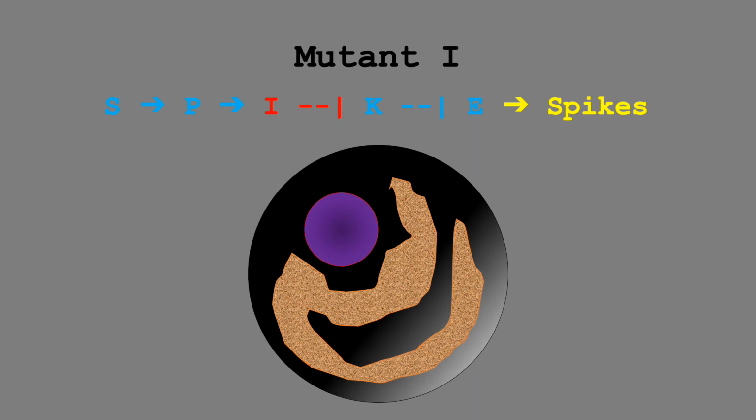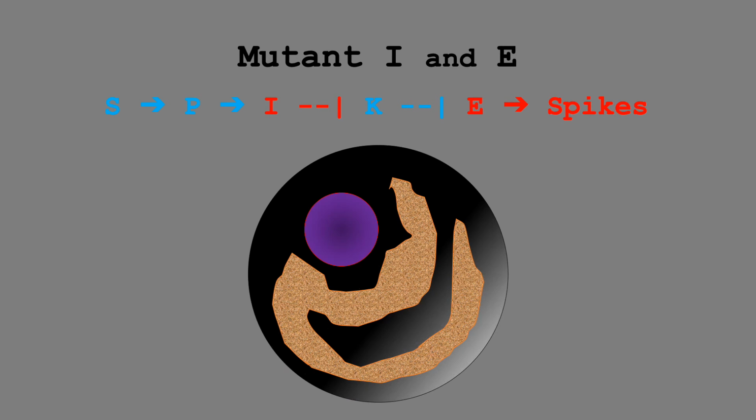Next, we have a non-functional I gene. The S gene is expressed and the S product promotes the P gene. The P product promotes the I gene, but nothing is produced. Thus again, the K gene is not repressed and is able to produce the K product and inhibit gene E, which gives us a nice smooth ectoderm beetle cell with no spike.